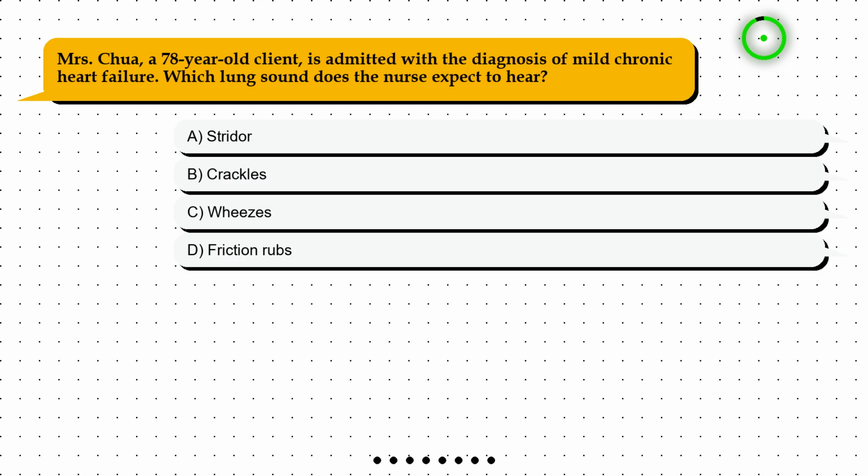Question 5. Mrs. Chua, a 78-year-old client, is admitted with the diagnosis of mild chronic heart failure. Which lung sound does the nurse expect to hear? Option A. Stridor. Option B. Crackles. Option C. Wheezes. Option D. Friction rubs.